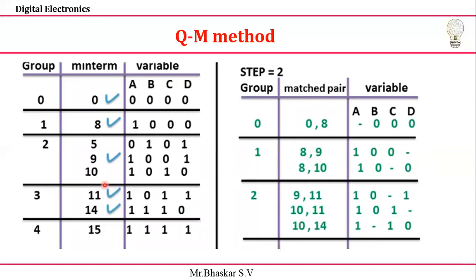Next it is 10 with respect to 14. So here also 1 1 same, this bit is changing. So directly I can take 10 comma 14, 1 hyphen 1 0. This is group 2 you can take. Next, these 10 elements are also over.